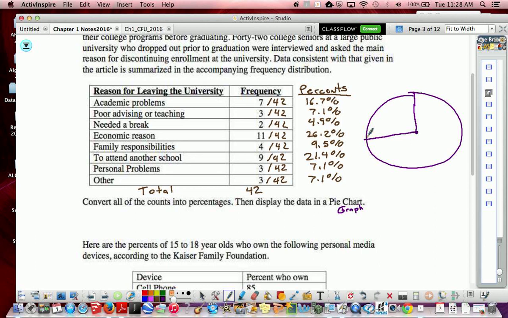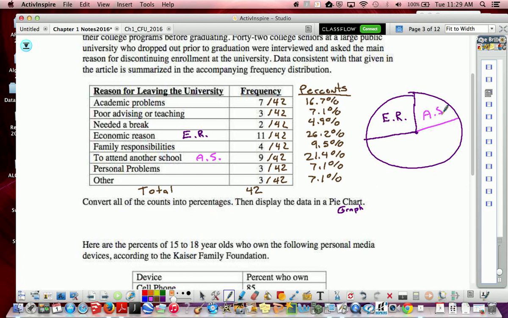Now, what I also am going to do is note which one that represents. So I'm just going to put the initials right here, ER, and I'm going to write right here, ER. So I know that's because of economic reasons. As I continue on, I want to make sure that I get all of the data represented. So now I'm thinking I got 26.2. If I combine it with 21.4, that's almost 50% of the circle, or half the circle. So instead of going just straight across, I'm going to go just a little bit less. Okay. Need to attend another school. So I might go AS for attend another school. I'm going to note that one.